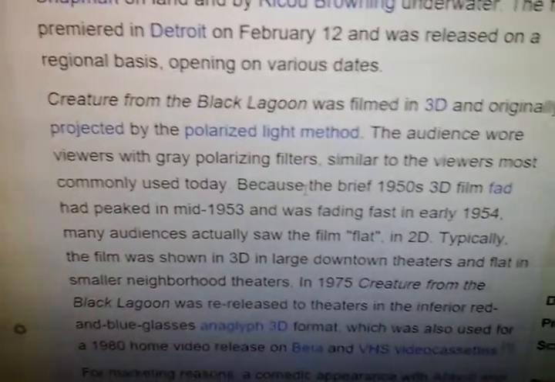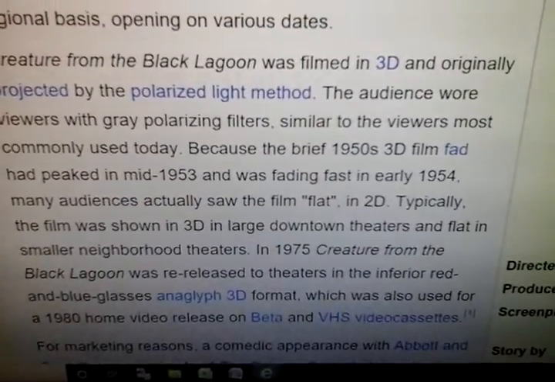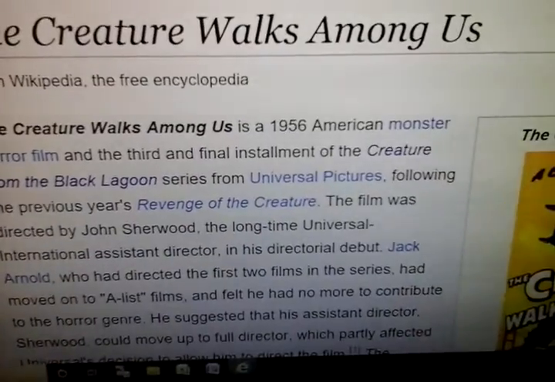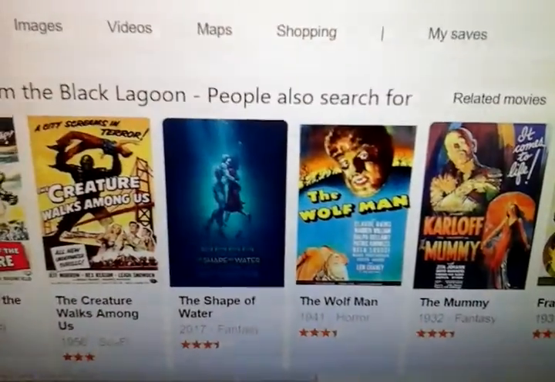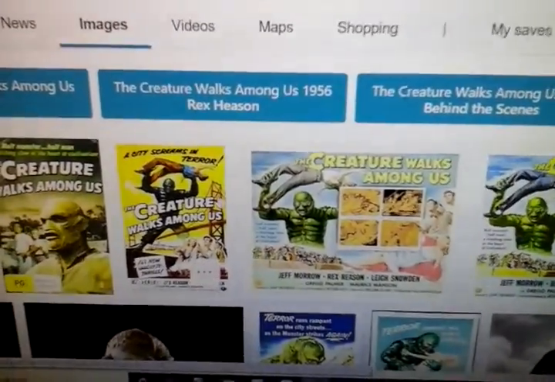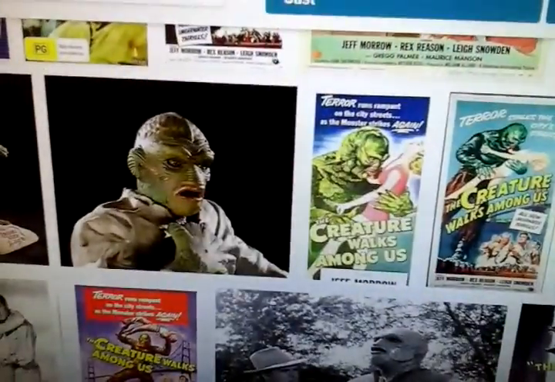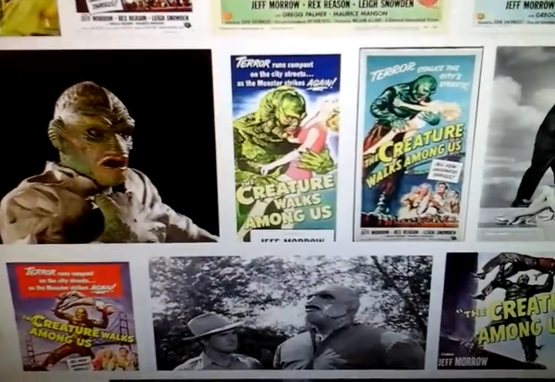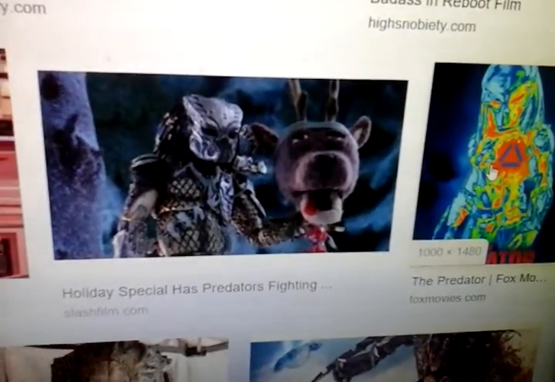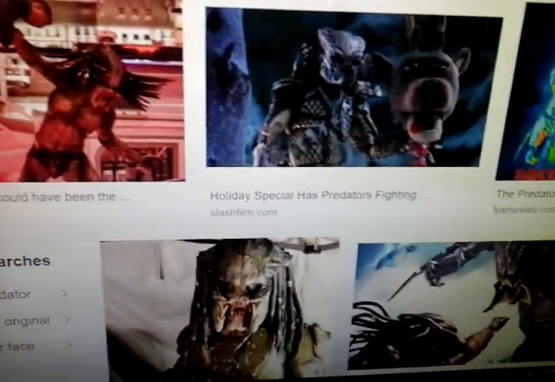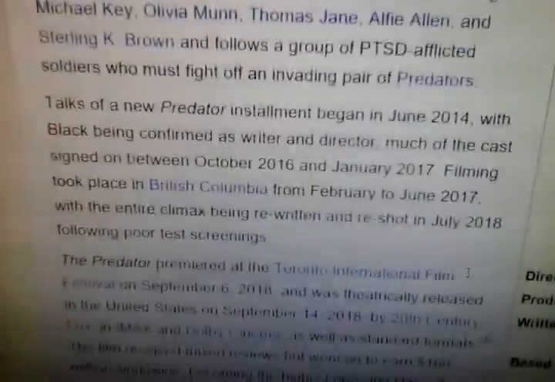Now, I'm going to pull something else up for you. Now let's look at some of these images, right? It says the creature walks among us. The creature walks among us. Let's click on some images, right? And remember, I said this is Hollywood bullshit, right? This color is green. Let's go to the Predator. And the Predator, what color does the Predator bleed? Green. And what is the Predator able to do? What are some of his powers? He can blend in. He can shapeshift with the chameleon. Right? Let's go back here. The Predator. It's all going back to y'all. It's all going back to black folks.